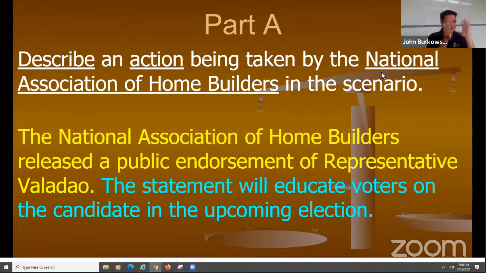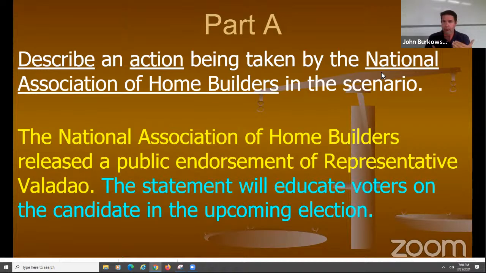What is the interest group doing in the scenario? That's where your brain, that's the processing. It's like, whoa. All right, got all of these. Got to do it in the boundaries, the limits of the scenario. Now, all we have to do is describe an action. So that means you identify the action. And that would be the action being taken by the National Association of Home Builders, the interest group.